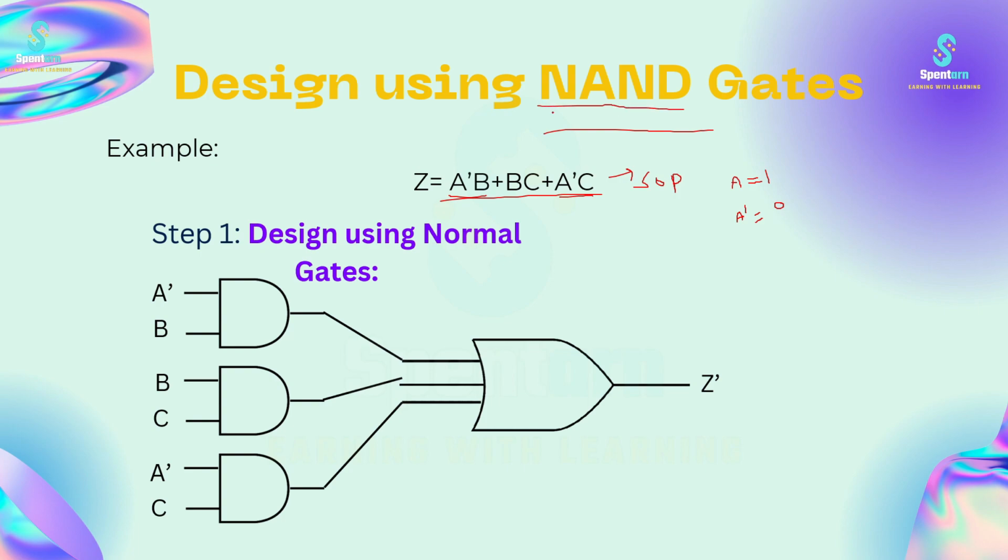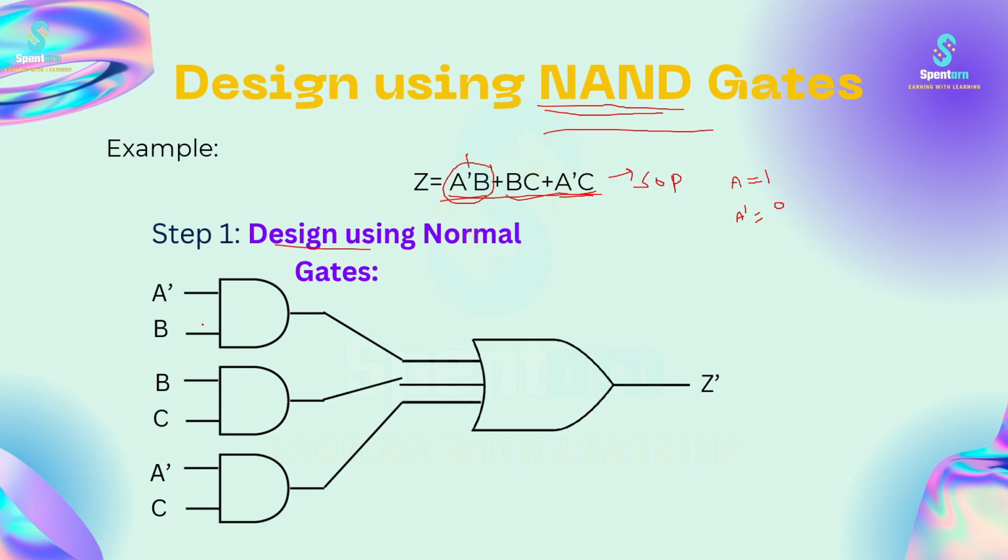For this, you have to follow some steps. The first step is to design it using the normal gate. So what is the normal gate for A bar B? We are just multiplying these two things, A bar and B, so for that we will be using an AND gate here. Similarly for BC we will be using an AND gate, and for A bar C we will be using an AND gate. So we have used these AND gates.